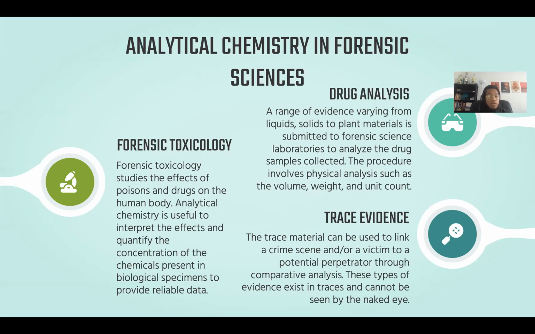Now, people use trace evidence in forensic science. Trace material can be used to link a crime scene and or victim to a potential perpetrator through comparative analysis. These types of evidence exist in traces and cannot be seen by the naked eye. The characterization of trace evidence requires knowledge of analytical chemistry, as the results obtained can be in a quantitative form, which is how much sample is recovered, or qualitative form, which is the identity of the trace material. Characterizing trace materials includes examining both physical and chemical properties.